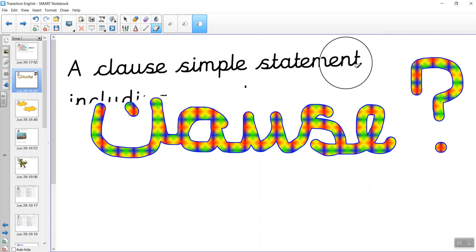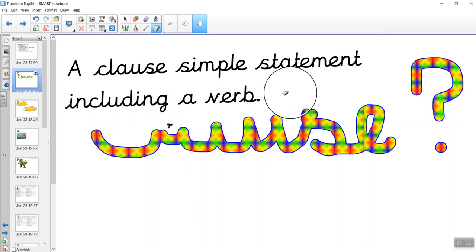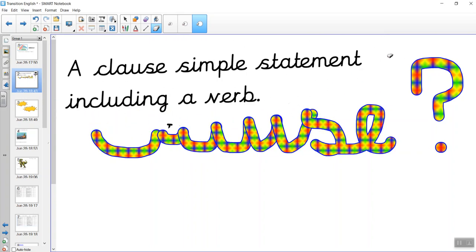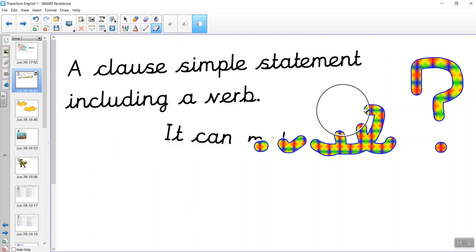So a clause can be a simple statement, but it must include a verb. So you could say something like, he was excited. I've got a verb in there, was. There's my simple statement. He was excited. You could say, it was left out. I've got a verb in there, was. It was left out. So a clause is a simple statement including a verb.